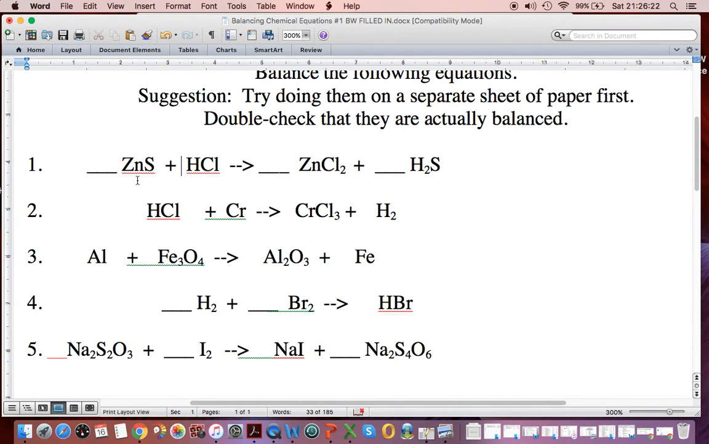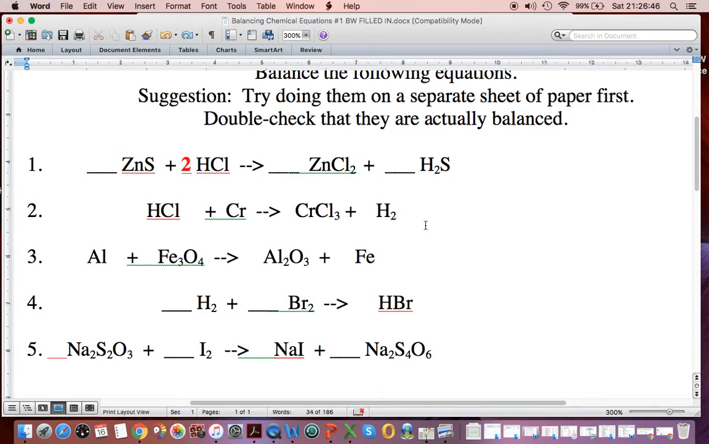So we have one zinc to the left of the arrow, one zinc to the right. One sulfur to the left of the arrow, one sulfur to the right. So those are balanced. We see one H to the left, two H's to the right, so we've got to balance that. We put a 2 in, and now we have two chlorines, and we could go and check, but it just took a 2, and we're all done.